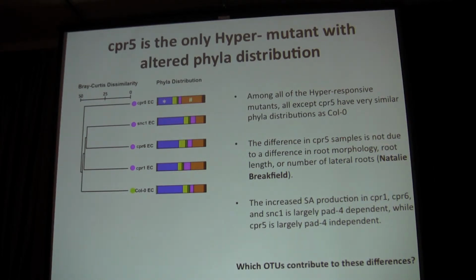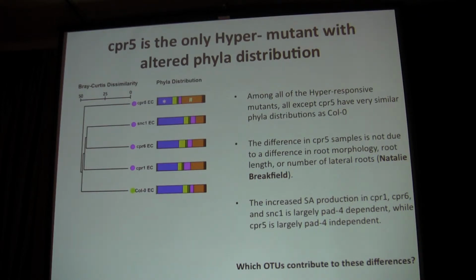I should note that Natalie Brakefield, another postdoc in the lab, went through and actually did the root morphology on these things to make sure that the roots actually look the same. So they're the same in length, they're the same in lateral root numbers, they're the same in root hair formation. The roots look the same. There's something about the immune system in these plants that's altered that's driving this difference.